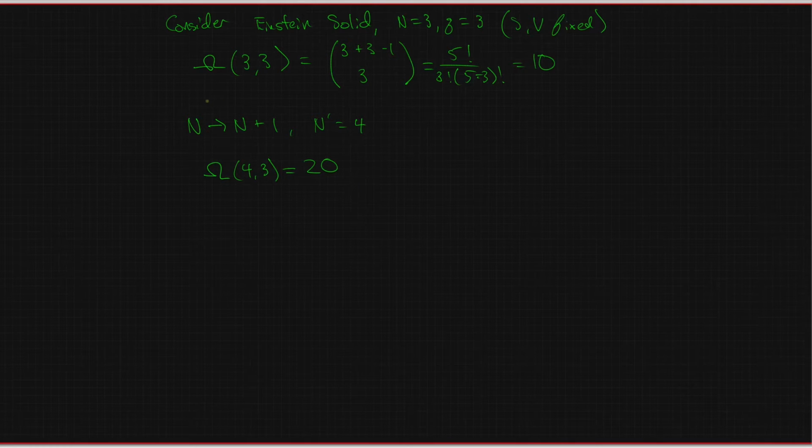So up here, if we use this to calculate the entropy, we would just write S equals k ln of omega, which is k ln of 10. And we've said that the entropy should be fixed throughout this process when we add a particle. And so we show that naively, if we calculate the entropy initially and the entropy finally, we get k ln omega, which is k ln of 20.